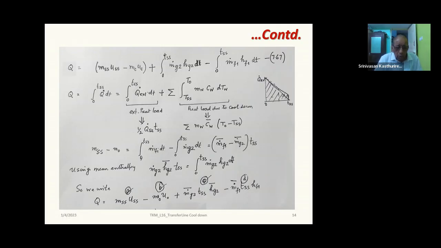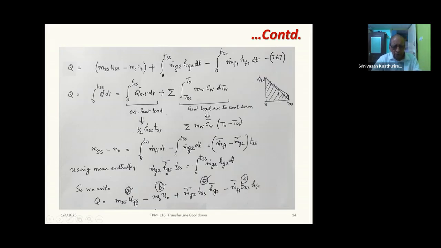Okay. Also, we can show that the mean enthalpy of the system can be written as the integral from 0 to TSS of m dot G2 Hg2 dt. This we can rewrite as the average value of m dot G2 Hg2 multiplied by TSS. So we are rewriting all the terms in this manner. So whatever expression we have here, we are going to write like this.